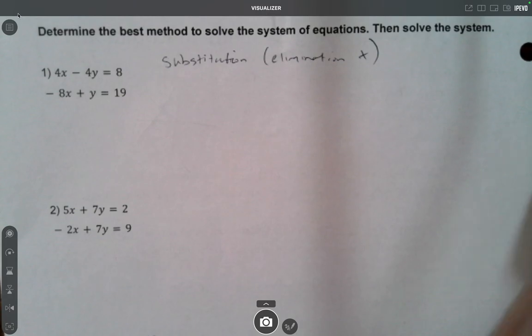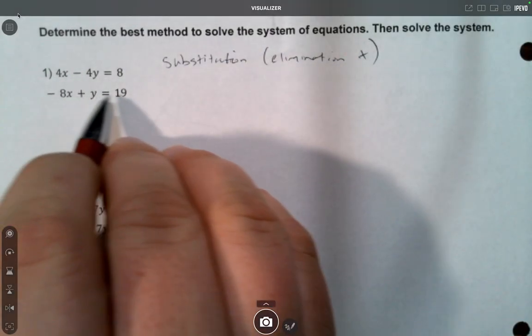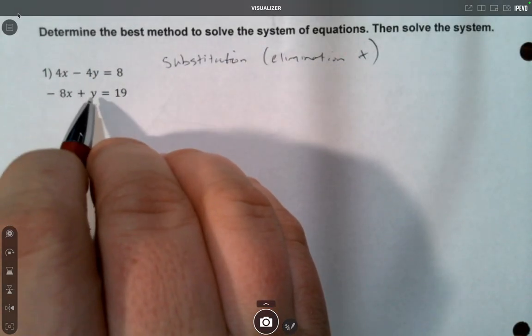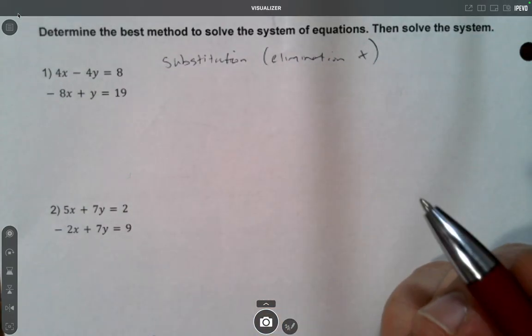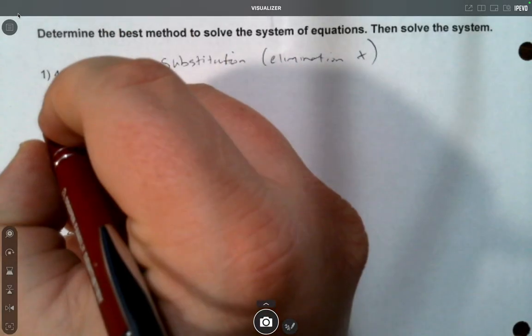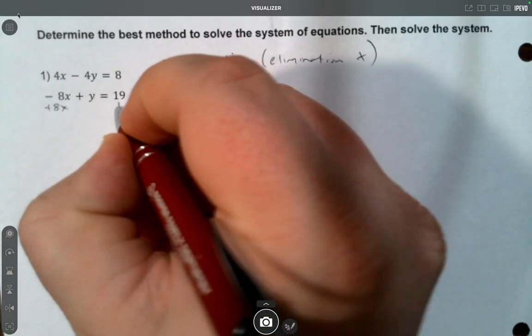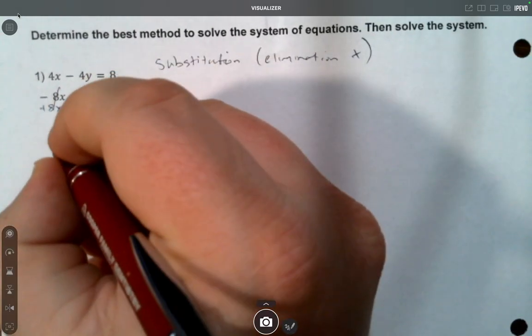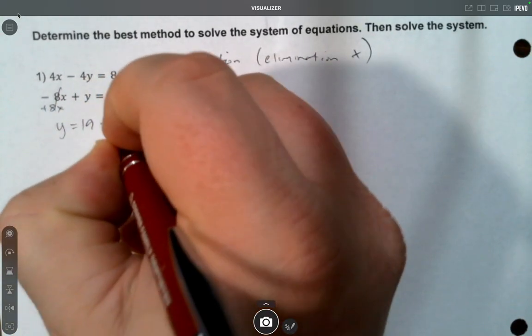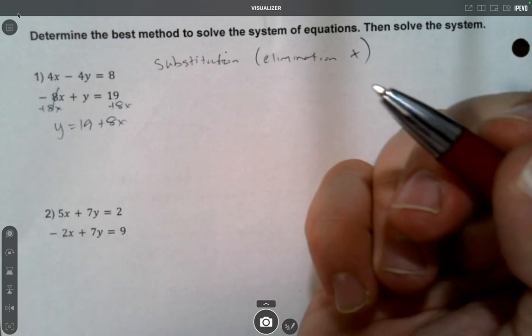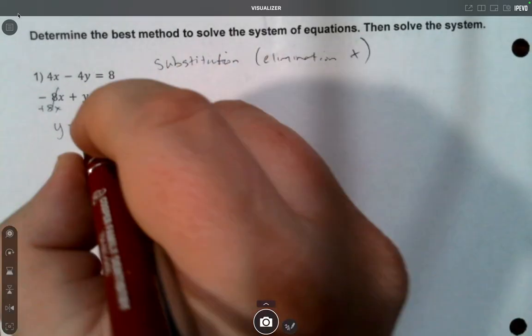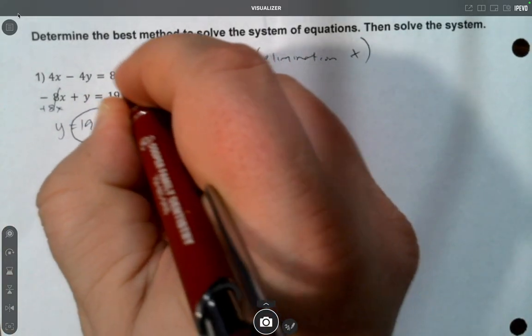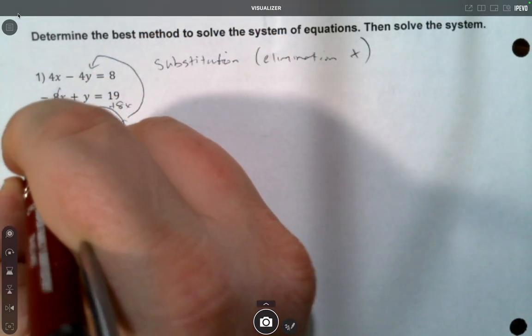It could really work either way, because I could multiply this whole equation by 4 to make those match, then I could add them together and eliminate the y's, or I could just add 8x to both sides and get y equals 19 plus 8x, or 8x plus 19, whichever way you prefer, and then substitute this in for the y in that equation.